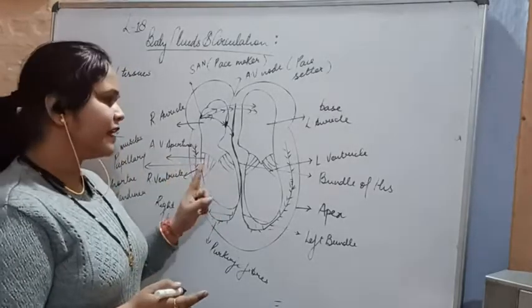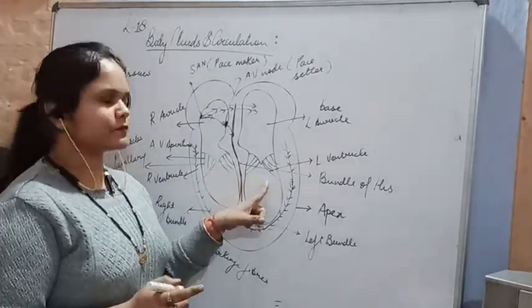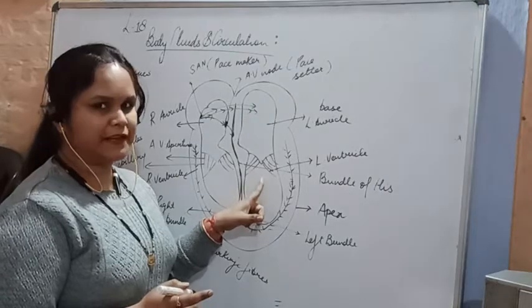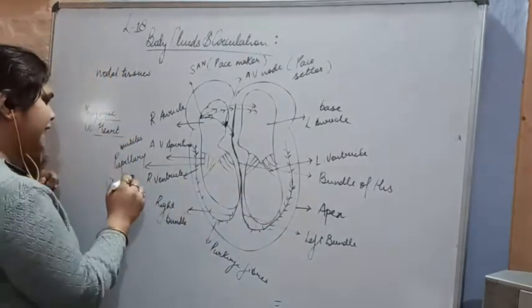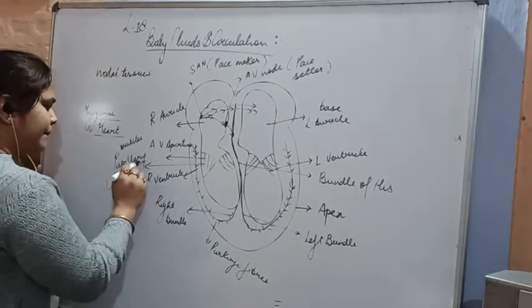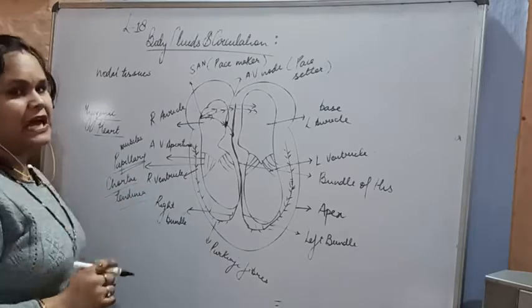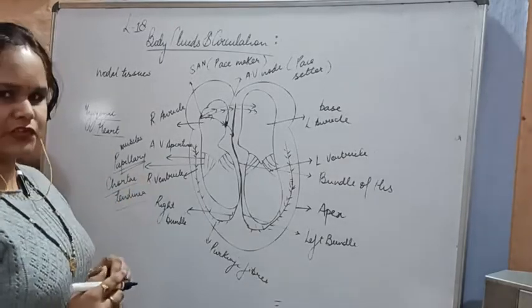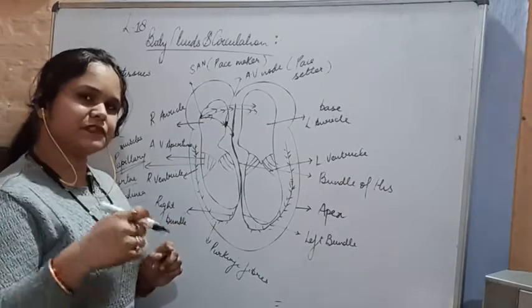valve on the right side, and on the left side it is closed by the bicuspid valve. So these are closed with the help of contraction of the papillary muscles, also called chorda tendineae. So this is the important function, and these are the nodal tissues which we have to discuss.